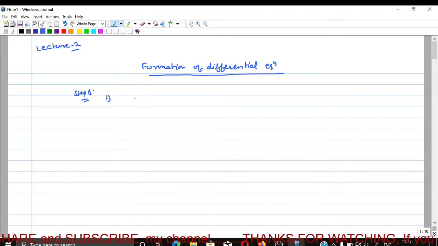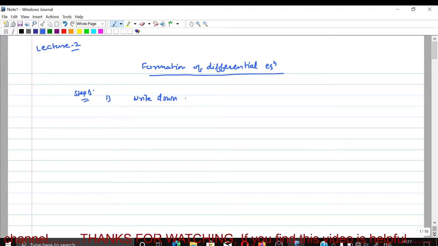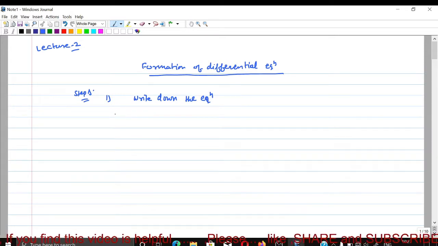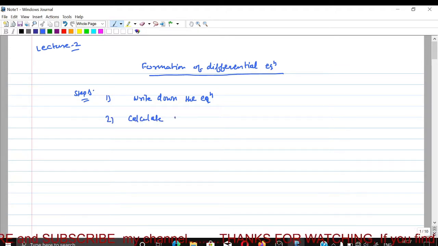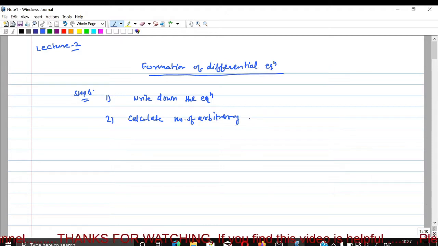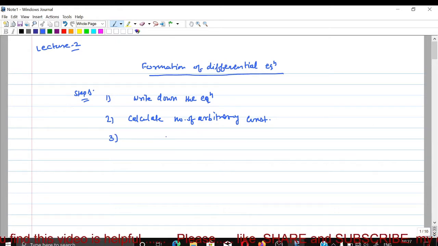So our first step is to write down the equation. Whatever problem they have given you, from that problem you should extract the equation. After writing, calculate the number of arbitrary constants. After calculating, you may get one arbitrary constant, you may find two arbitrary constants, or three arbitrary constants.